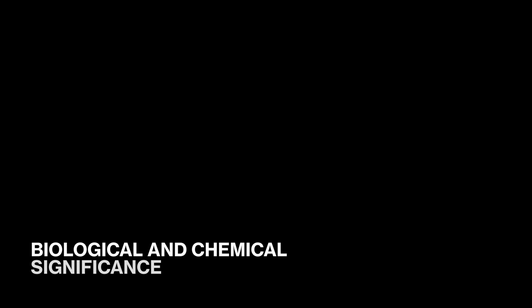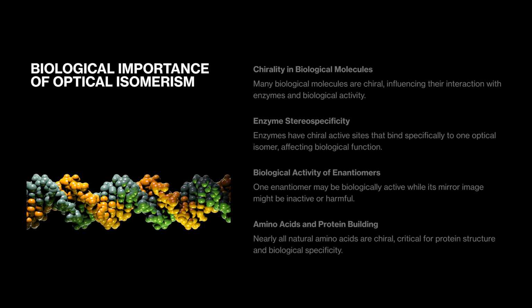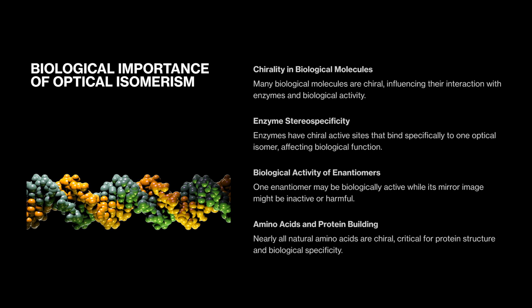Biological importance of optical isomerism, amino acids as chiral molecules, optical isomerism in pharmaceuticals. Optical isomerism is particularly important in biological systems because many biological molecules and processes are chiral. Enzymes, which are biological catalysts, have active sites that are themselves chiral. This means they are often stereospecific and will only interact with one optical isomer of a substrate. As a result, one enantiomer of a molecule may be biologically active while the other has little or no effect. In some cases, the other enantiomer may even be harmful.